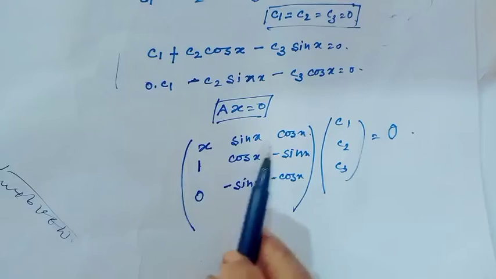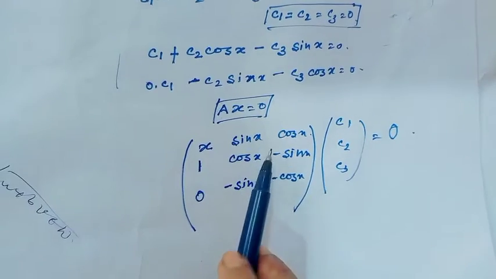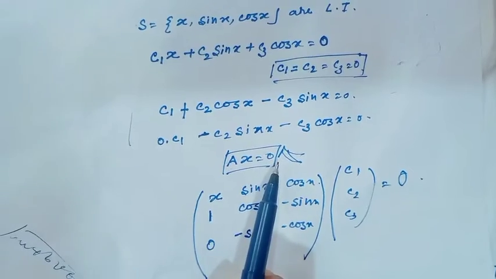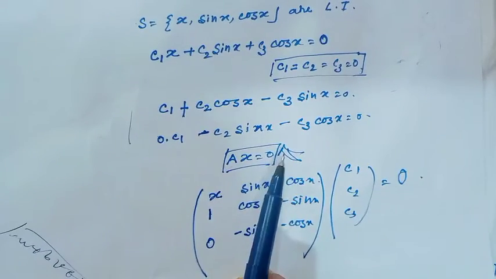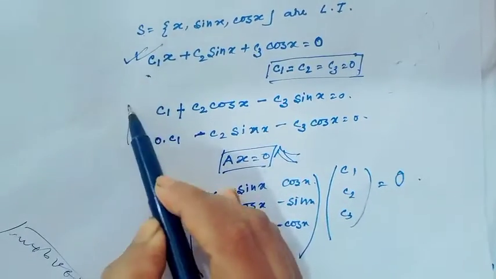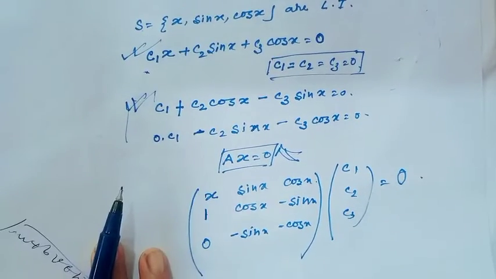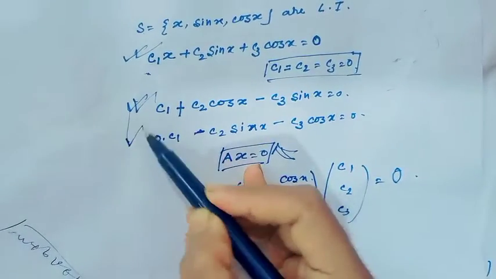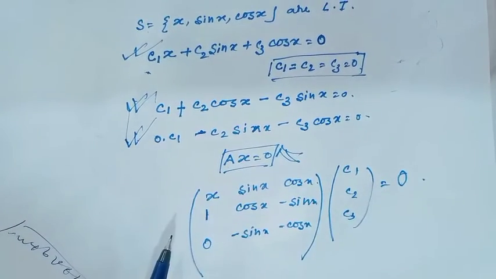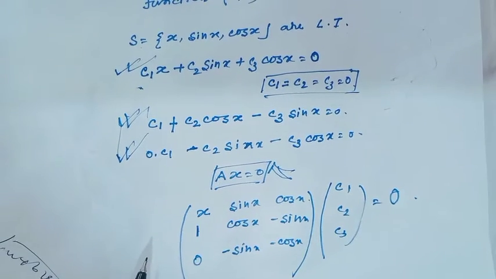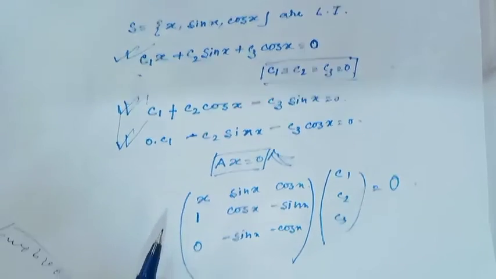Have you understood this matrix, how we find this homogeneous equation? To create this homogeneous equation, I differentiated this equation. At first, I differentiated with respect to x, then again I differentiated this equation with respect to x. Okay? I hope all viewers have understood.